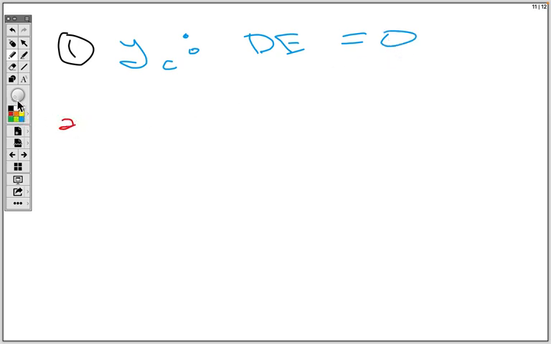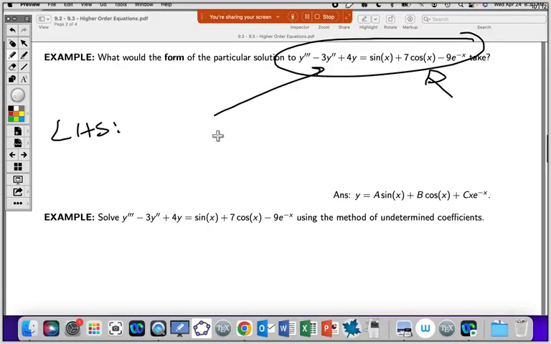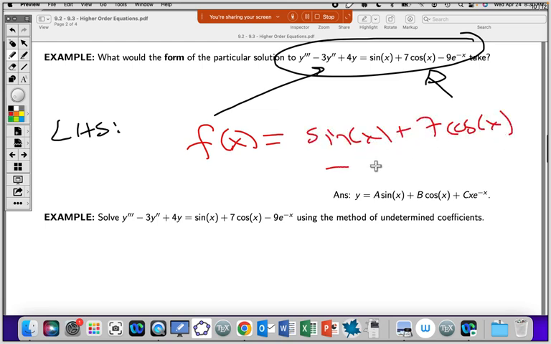And then the second thing we would do is we'd look for the YP. Depending on what the YP was, we were looking at the non-homogeneous piece, and it kind of depended upon the non-homogeneous function there. So if I look at this function here, this is sine of x plus 7 cosine of x minus 9 e to the minus x.